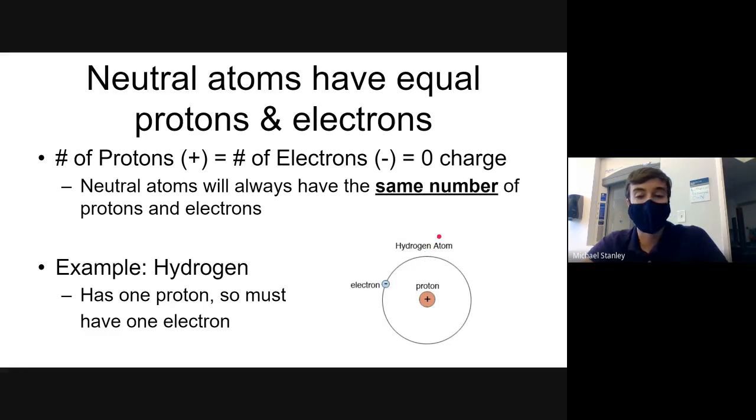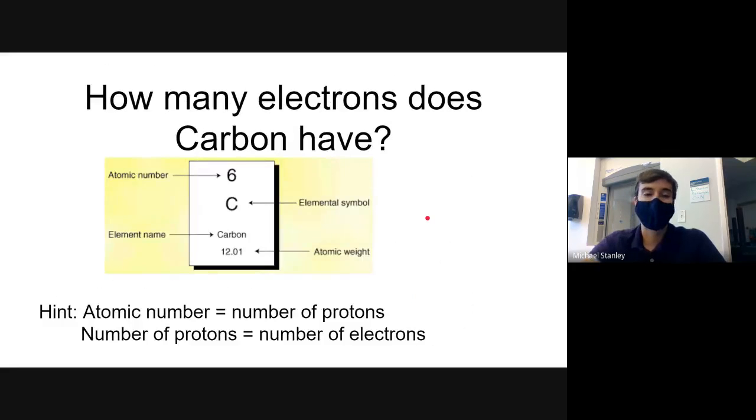But let's look at a slightly different example, and I'm going to have you guys help me out. Here we have the periodic table box for the element carbon. Super important element. Almost all living things on Earth are built out of carbon, including you and me. So carbon has a symbol of C. Carbon has an atomic number of 6 and an atomic weight of 12.01.